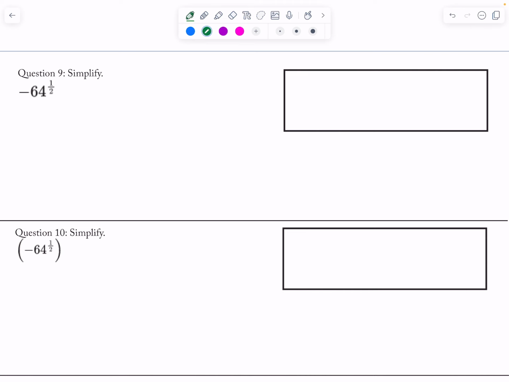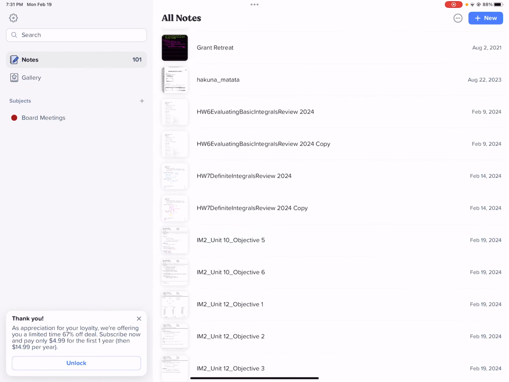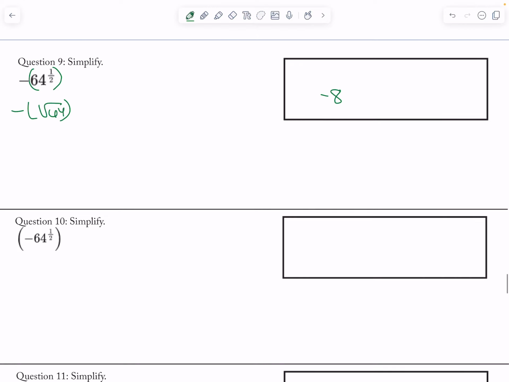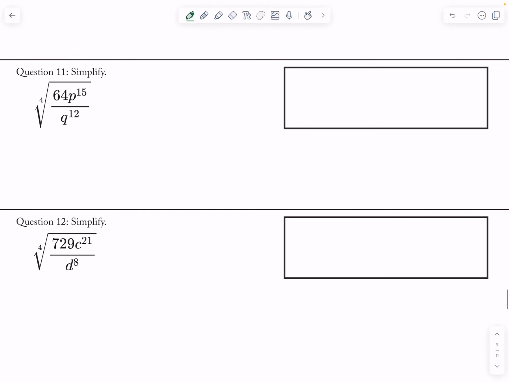Okay, so it is not this. Okay, the negative. Oh, poop. Okay, the negative is actually after you take the square root. So actually I'm doing the square root of 64 first, and then I multiply by a negative. So that's negative 8. Okay, and then I can't simplify anybody. So this is the 4th root of 64, 4th root of p to the 15th, and the 4th root of q to the 12th.